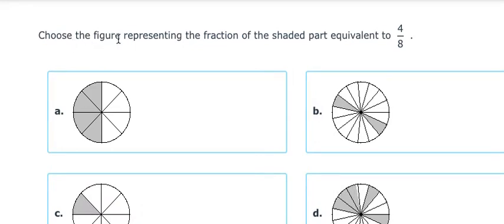Choose the figure representing the fraction of the shaded part equal to 4 by 8. That means there will be 8 parts and 4 are taken. So this looks correct because there are 4 parts taken. That's the numerator. Let's check the denominator. 1, 2, 3, 4, 5, 6, 7, 8. Yep.